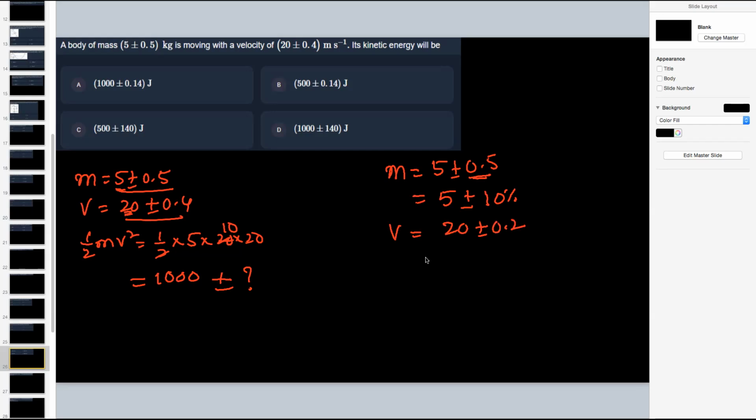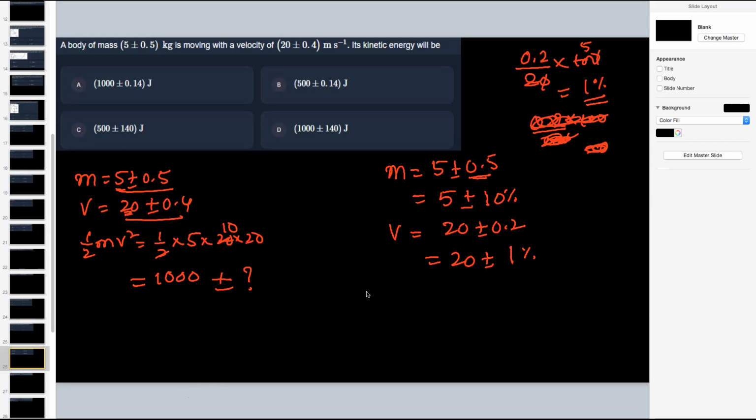Now, what is the velocity? 20 plus or minus 0.2. What is the percentage of 0.2 in 20? We write 0.2 by 20 into 100. So how much is it? Not 2. 1% we are getting. So it is 1%.